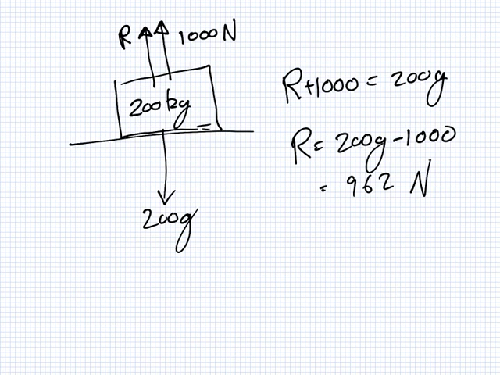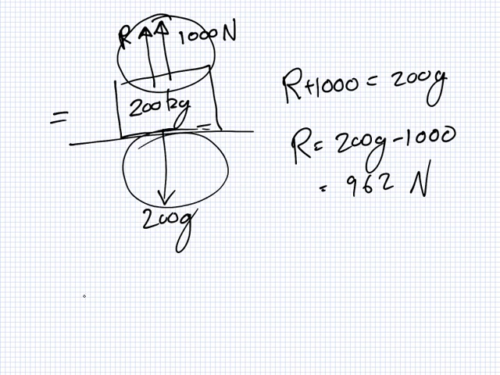Cool? Yes? No? What's confusing you? Why R plus 1000 equals to... Because the total upward force must equal the total downward force. Can it be less than the downward force? Then the block would be moving. So if this was less than this, then the block is rising. Okay. Yeah.